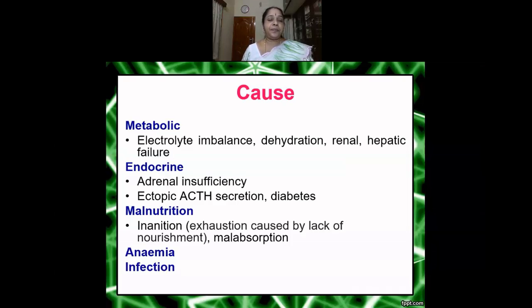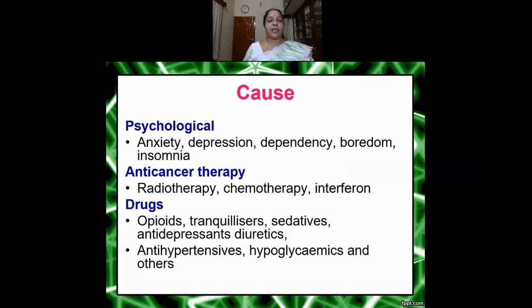Endocrine causes like adrenal insufficiency, deficiency of the adrenal hormones, ectopic adrenocorticotropic hormone secretion, so sources other than the pituitary secreting the ACTH, diabetes, malnutrition, inanition, that is the exhaustion caused by lack of nourishment, and malabsorption, anemia, infection are some of the causes. Psychological causes include anxiety, depression, dependency, boredom, and insomnia. So all these can make the patient feel very weak and fatigued.